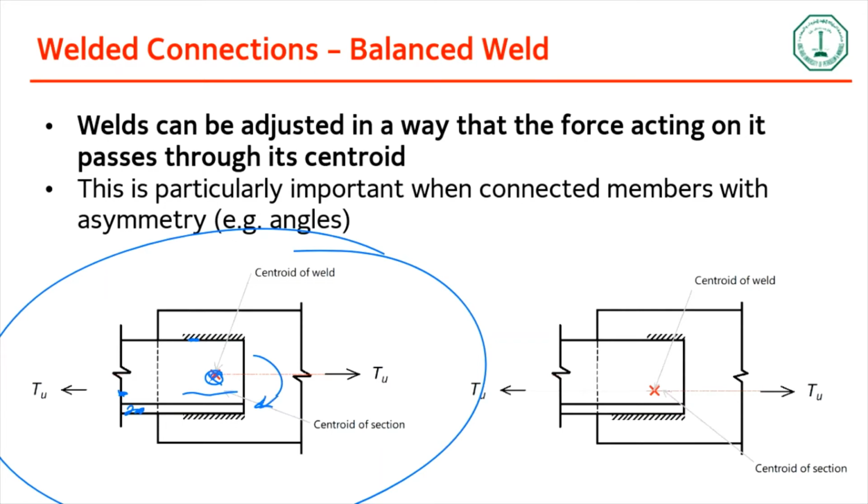Now, to avoid the moment, what you do is you decrease the length over here and you increase the length over here so that the centroid of the connection shifts towards the centroid of the cross section, making it direct. Balanced weld means you're really manipulating the length of the weld such that it passes through the line of action of the force, making it a direct force.